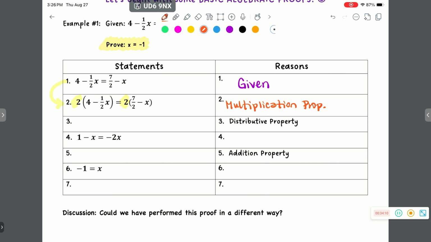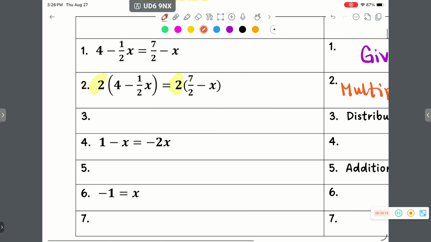All right, whenever I multiply both sides by the same number to solve the equation, that is multiplication. All right, cool. So now I'm at step 2. Now I need to progress in the equation and get to my step 3. Well, what are we going to do to get there?